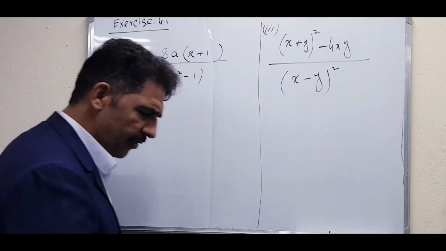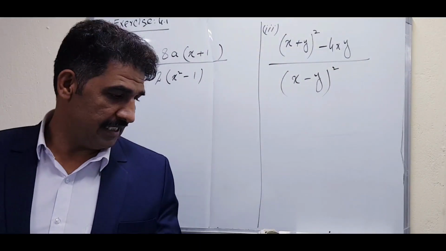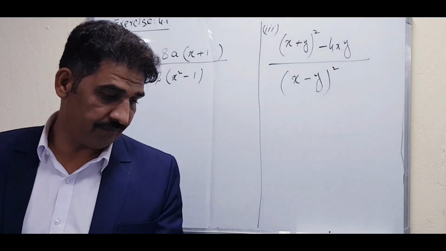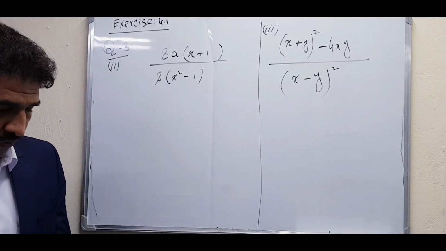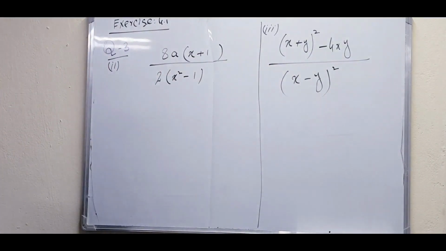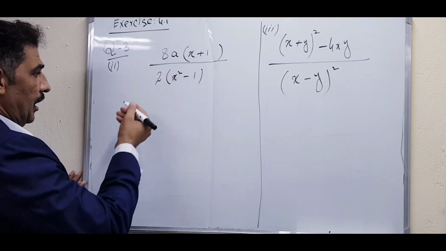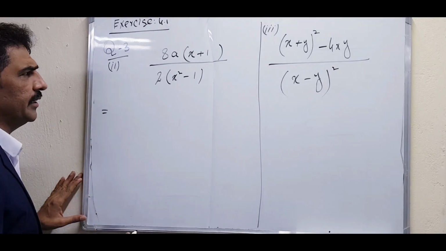According to the statement of this question, due to less space, I did not write the wording. Reduce the following rational expression to the lowest form. It means that we have to simplify. First of all, we start to solve its second part. The first part is very easy.